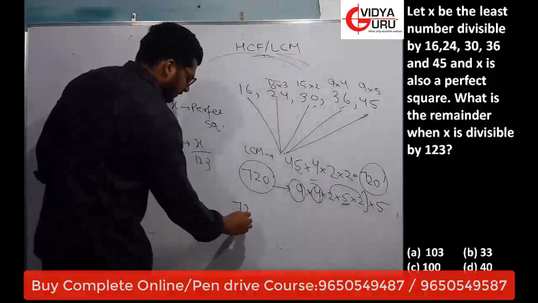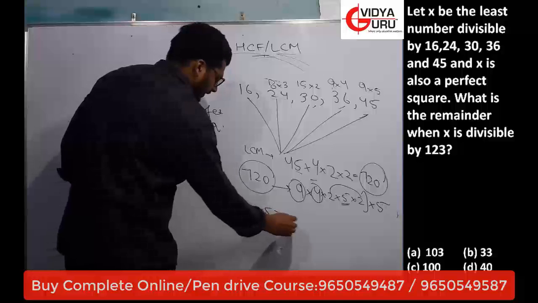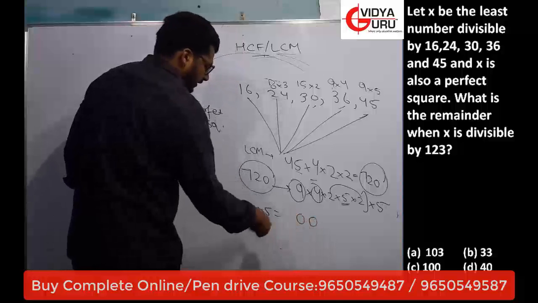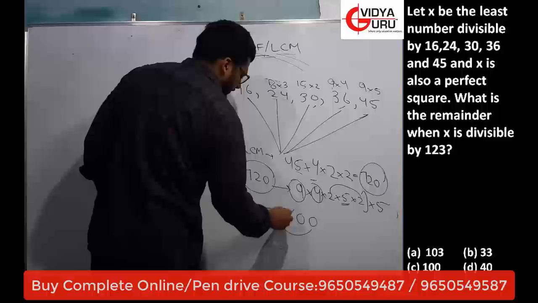So what will be the minimum number? 720 into 5. So it will be what? 5 twos are 10, 3600.